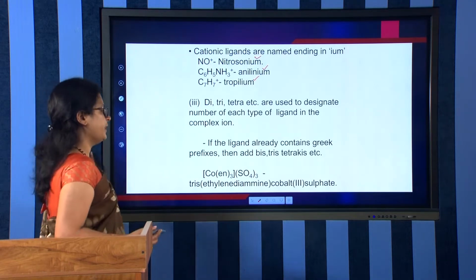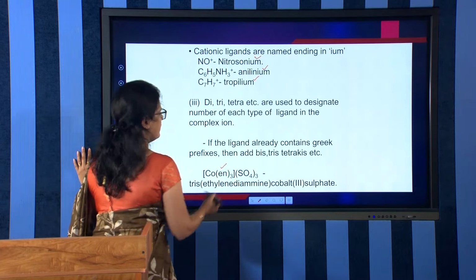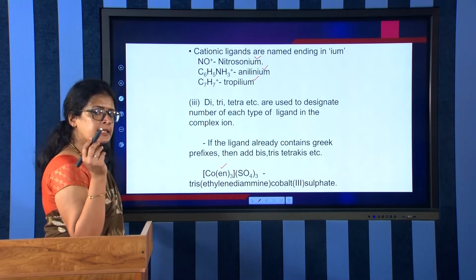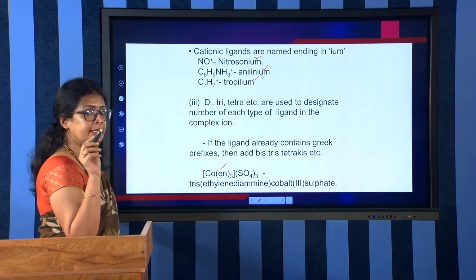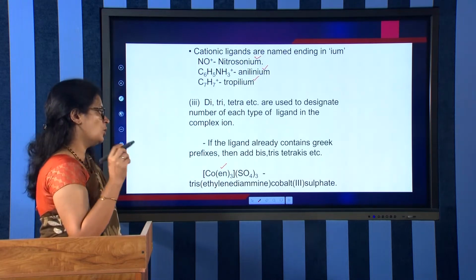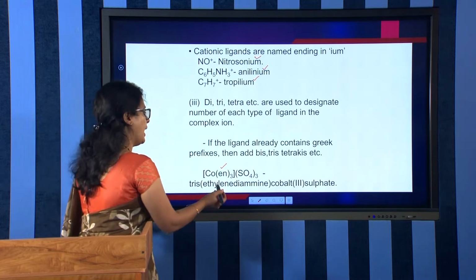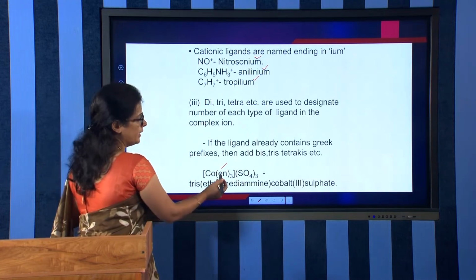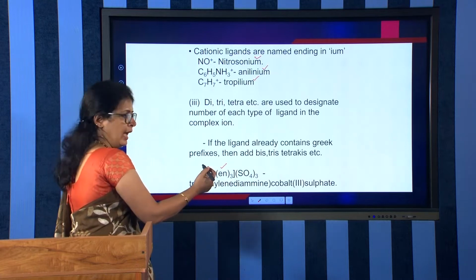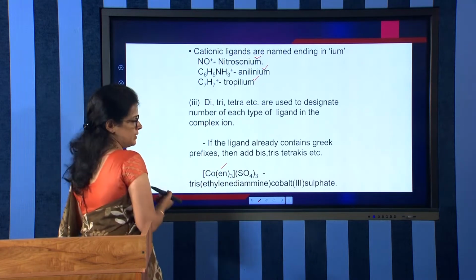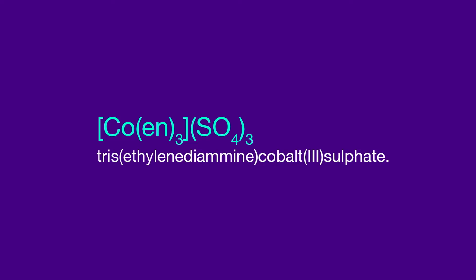For example, if I take this ethylene diamine ligand, the name of the ligand itself contains a prefix, di, in ethylene diamine. So, while naming this ligand, we should add tris, because it already contains the prefix di. For example, if I take the complex Co, En thrice, SO4 thrice, the name should be tris ethylene diamine, because ethylene diamine already contains di in its name.